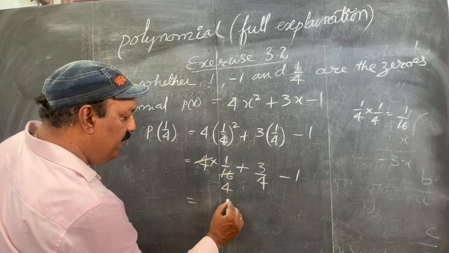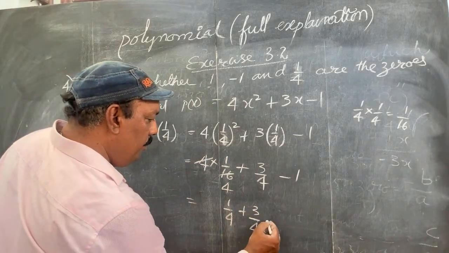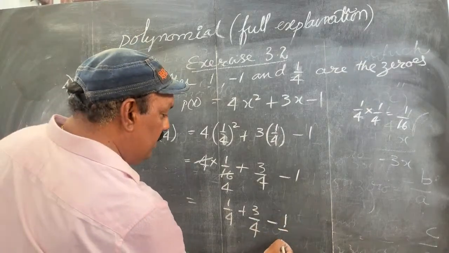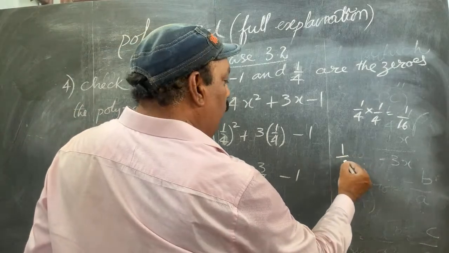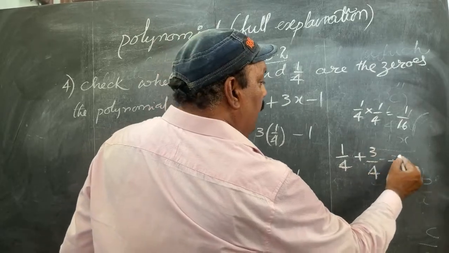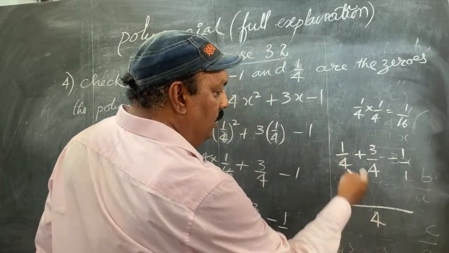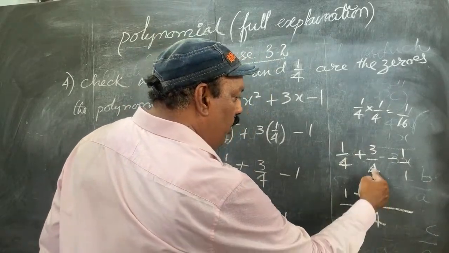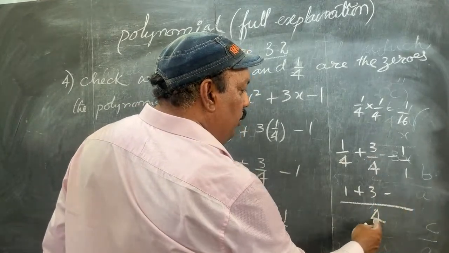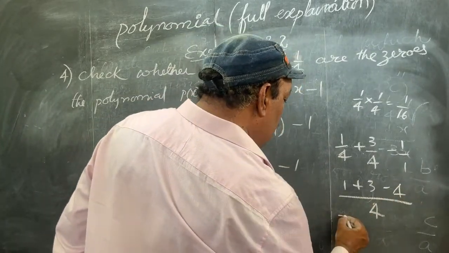Now what am I going to get here? 1 by 4 plus 3 by 4 minus 1. Now we will take the LCM for all three: 1 by 4 plus 3 by 4 minus 1 by 1. LCM is 4. 4 by 4 is 1, 1 into 1 is 1. 4 by 4 is 1, 1 into 3 is 3. Here 4 by 1 is 4, 4 into 1 is 4.